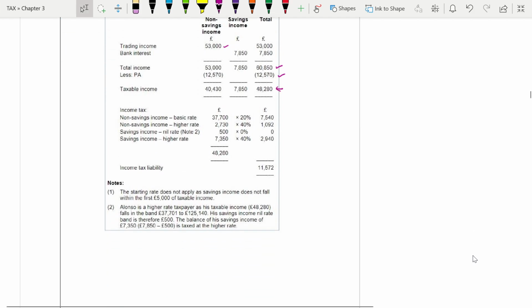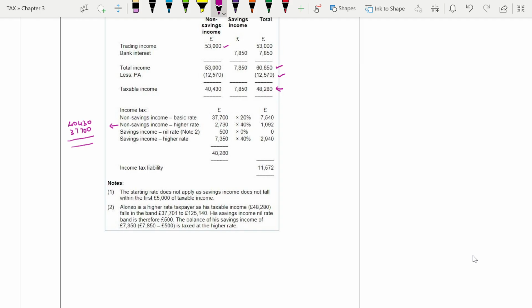Now, how much is the non-savings income? 37,700 will be taxed at 20%. Is that 37,700 taxed at 20%? And how much is there? You see the things. I will write here on the left-hand side. 40,430 minus 37,700. It comes to how much?